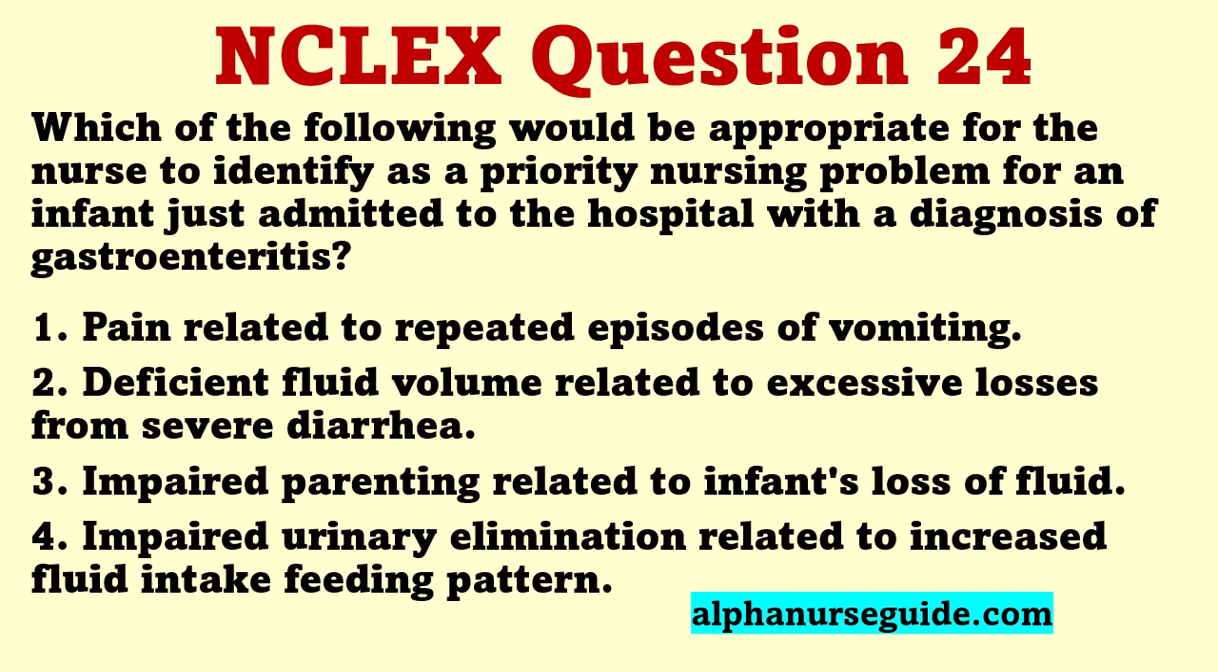Pain is not a priority problem, although the nurse should continue to assess the infant for pain. There are no data to indicate impaired parenting. Impaired urinary elimination is related to the infant's fluid volume deficit resulting from vomiting and diarrhea associated with gastroenteritis. If the infant's fluid volume deficit is not corrected, then this nursing diagnosis may become the priority.